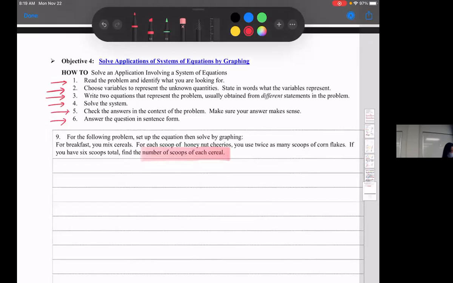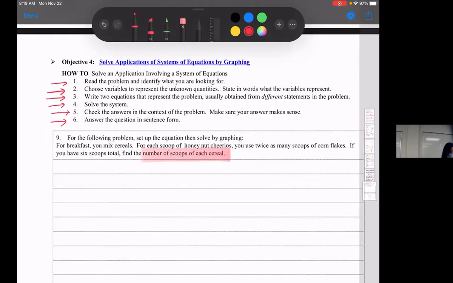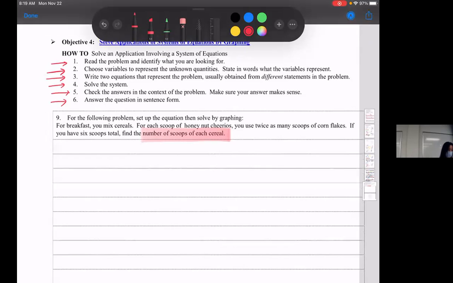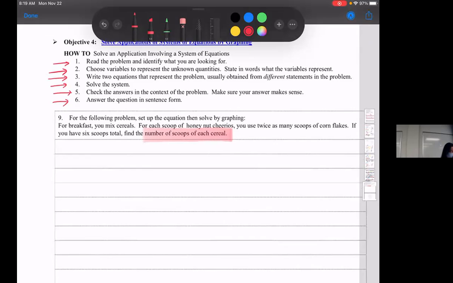And then answer the question in sentence form. Okay. If you already define the variable, I don't need you to do number 6. As long as you define the variable, you can skip step 6. I don't need you to repeat it. I already know what you're trying to do.